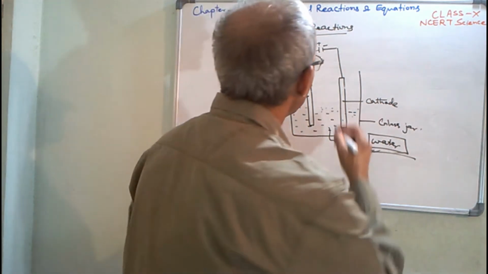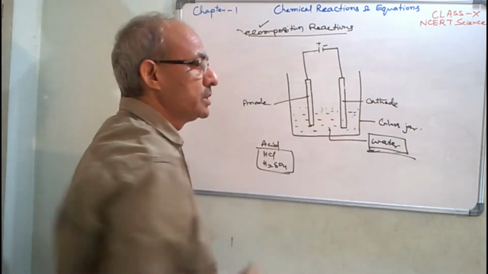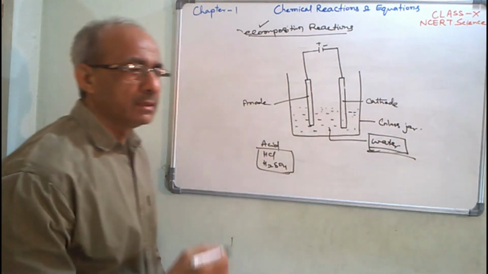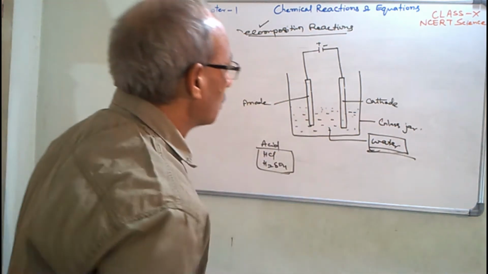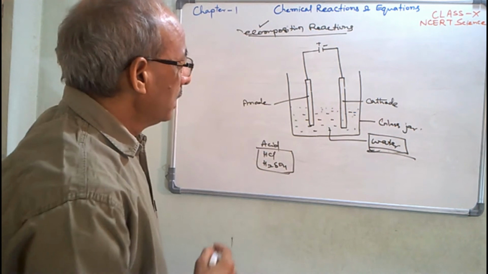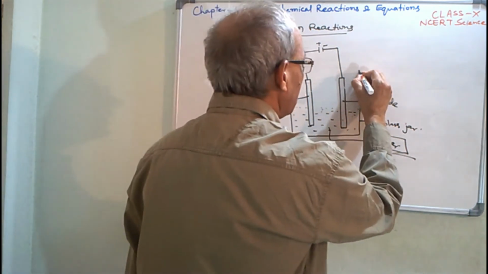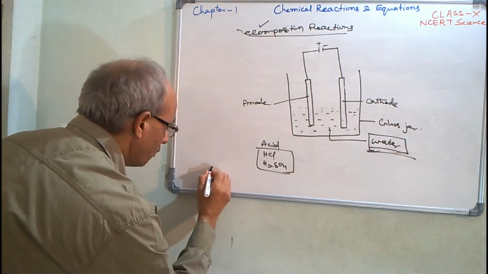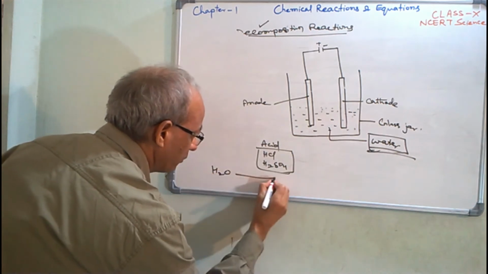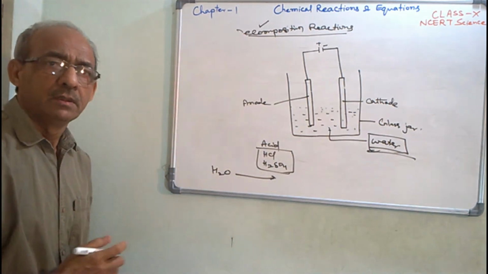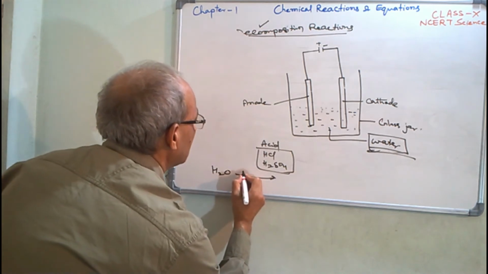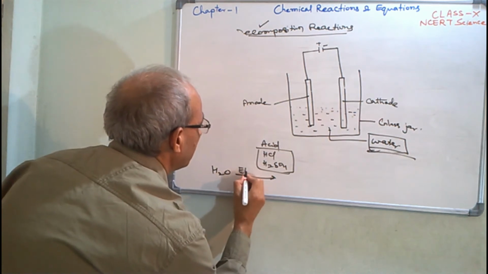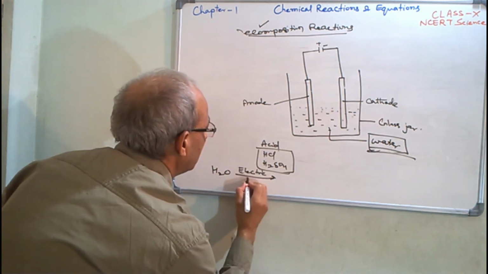When the switch is on, the circuit is completed and electric current starts passing through, and due to the chemical effect of electricity, the splitting of water molecules takes place. Here, electric current.